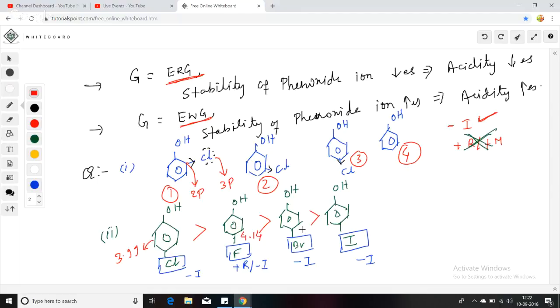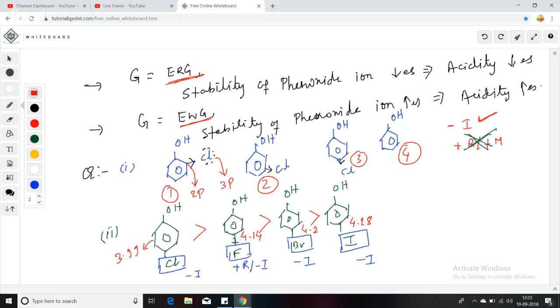4.14, 4.2, and this is 4.28, around 3. Okay, so pKa value is minimum for this, hence its acidity is maximum. If you consider chlorine, bromine, and iodine only, in all these three we have only the minus I effect, and the minus I effect of chlorine is maximum, so obviously this one is most acidic in these three, right?